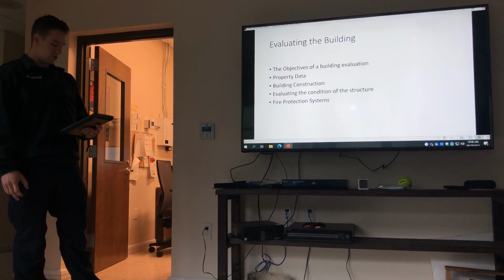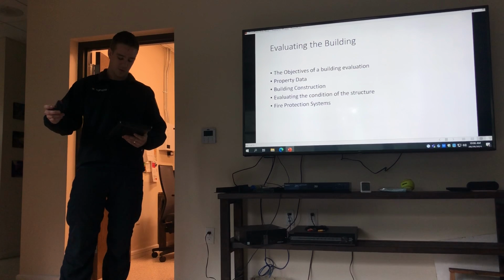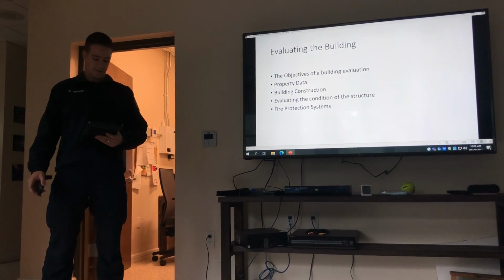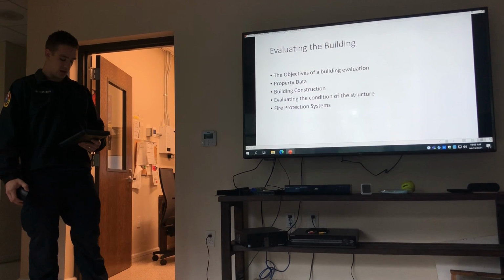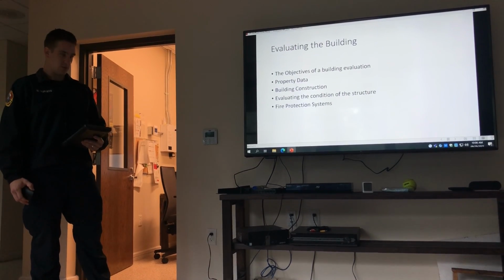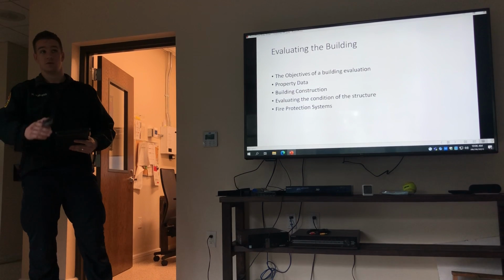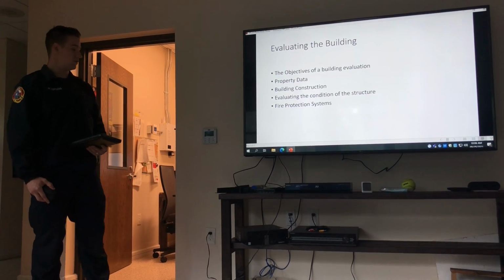Evaluating the conditions of the structure. What's the condition of the interior walls? Breaches can allow fire to spread from compartment to compartment. What's the condition of the roof? A deteriorated roof can cause early collapse, which is obviously a bad thing for firefighting crews. So we should note whether or not the trusses in these buildings are wood or metal and how they might react under a fire.